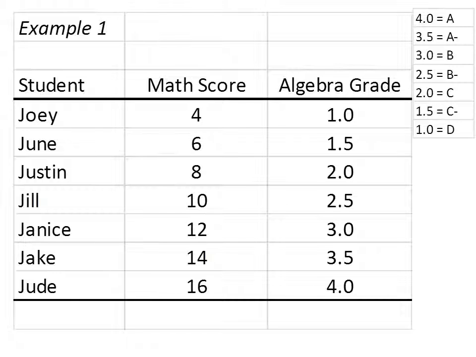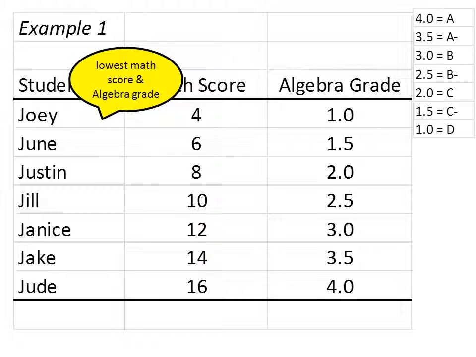Now, the scores in example 1 show scores on a basic math test taken before students enrolled in an algebra class, and also the algebra grade the students subsequently earned within the algebra class. I've also given you a way to look at the GPA, where a 4 point is equal to an A, a 3.5 is an A minus, and so on. So that's on the right side of your screen.